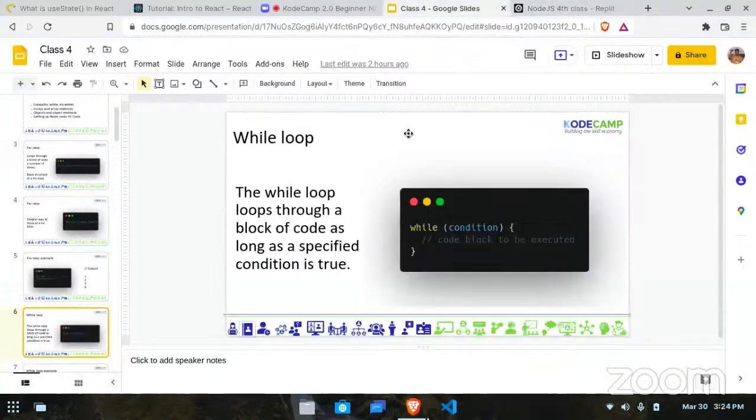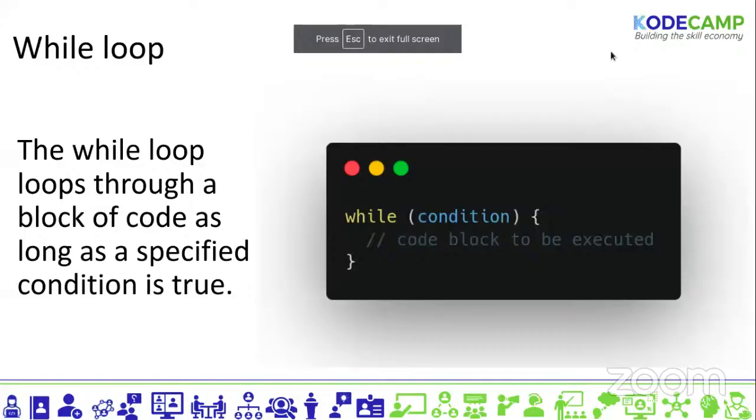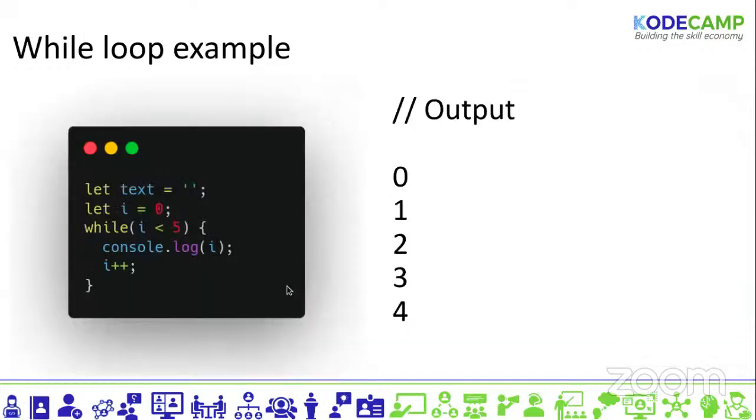Then we want to talk about how you write a while loop. So let's continue. A while loop is a bit similar to a for loop, just that it only accepts one argument, which is the condition you specify here. If the condition is true, then the loop will continue. If the condition is false, then the loop will break. So this is an example of a while loop.